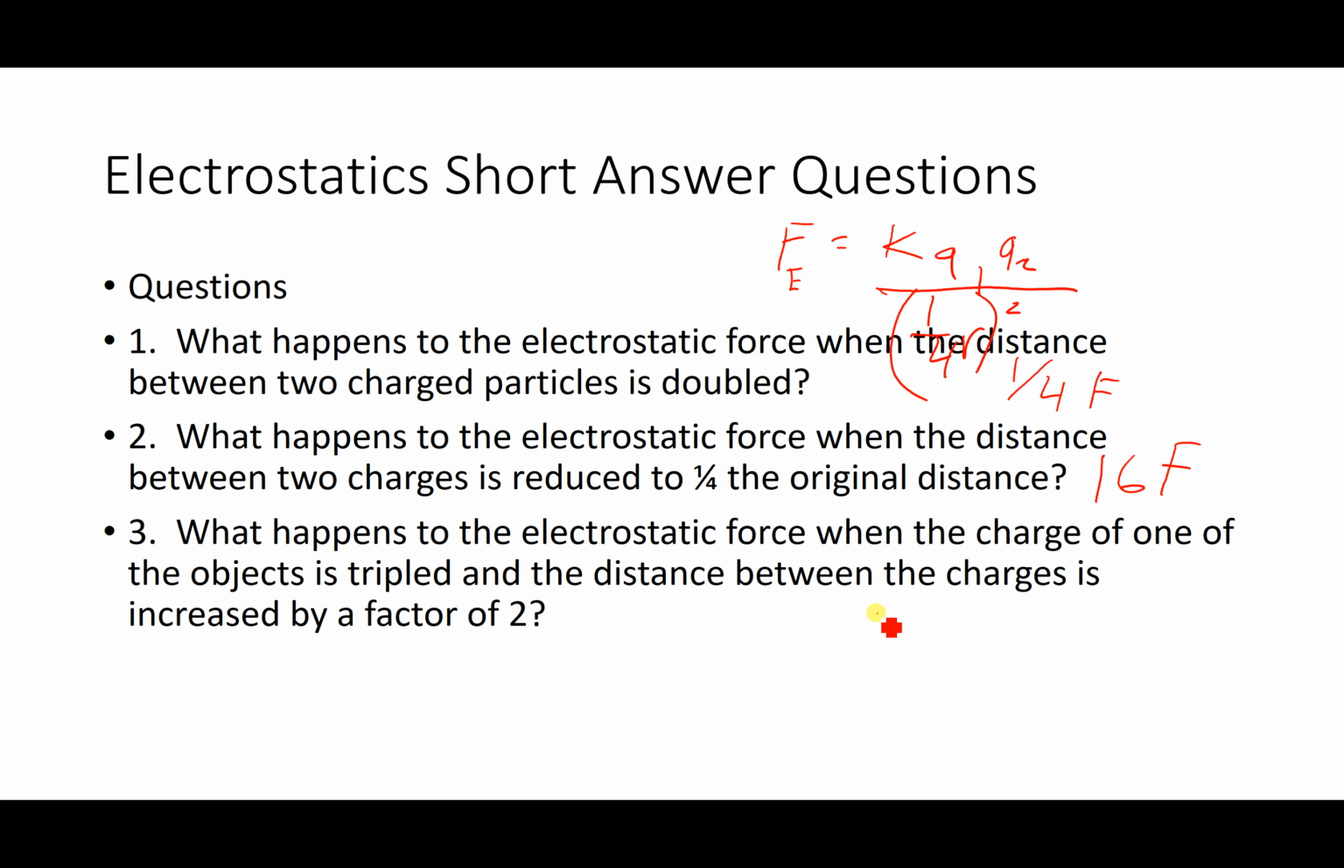The last one, F equals K Q1 Q2 over R squared. We want to know what happens to the force when the charge of one of the objects is tripled. So let's just multiply Q1 times 3. And the distance between the charges is increased by a factor of 2. So let's put a 2 here.